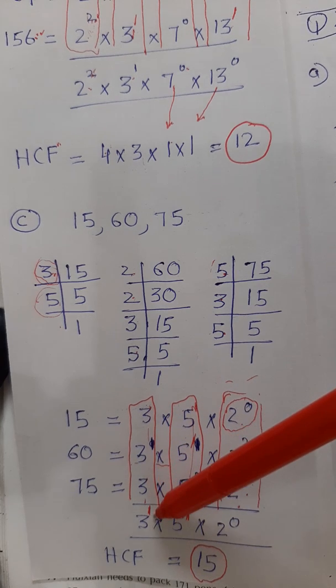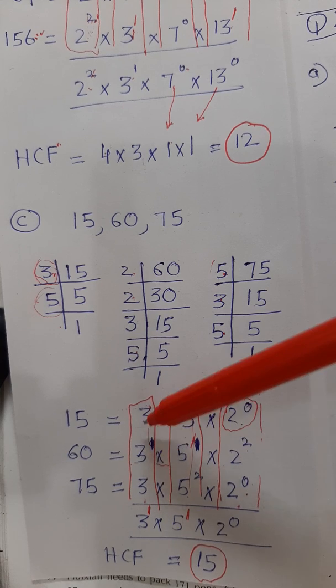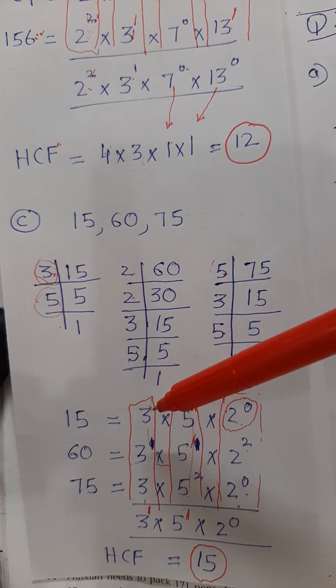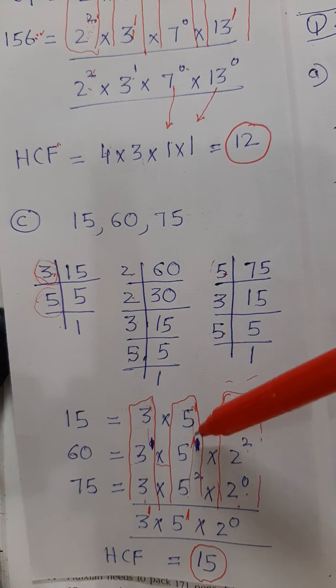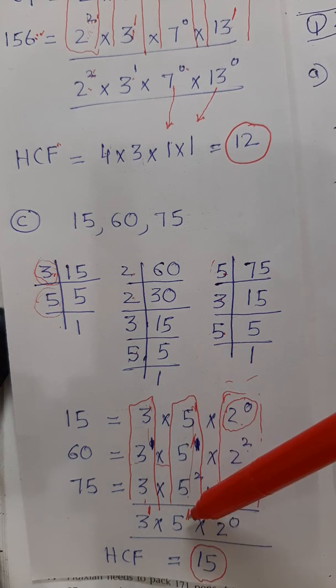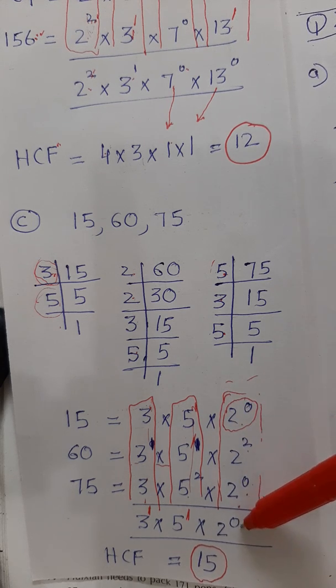Now from each column take out the number having the lowest power. From the column of 3 take out 3 power 1 because we have got 3 power 1, 3 power 1, 3 power 1, so the powers are the same. From factors of 5, the lower power is 5 power 1, so take out 5 power 1 from this column as common. From the column of 2, 2 power 0 is the lower one among all these. So 2 power 0 will be taken out because we are finding HCF, and in case of HCF you have to take out the lower powers while expressing the factors in index notation.